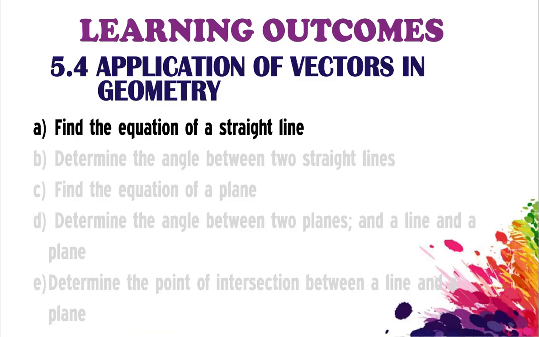Now, we are in the last subtopic, 5.4, application of vectors in geometry. In this subtopic, we will learn to find the equation of a straight line, determine the angle between two straight lines, find the equation of a plane, determine the angle between two planes, determine the angle between a line and a plane, and also determine the point of intersection between a line and a plane. So in this video, we will focus on the equation of a straight line.